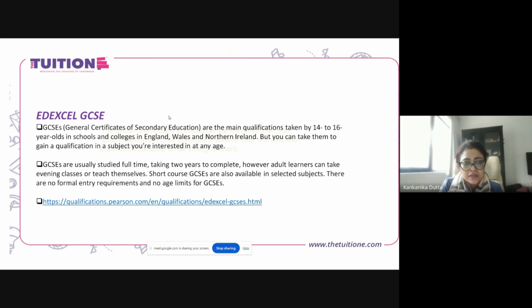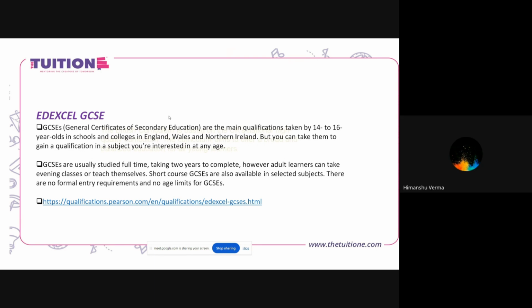It goes directly to their website, and then if you click, there is teaching resource, there is exam material, there is specification, everything is there. But you need to just navigate the website. So we go to the next one.